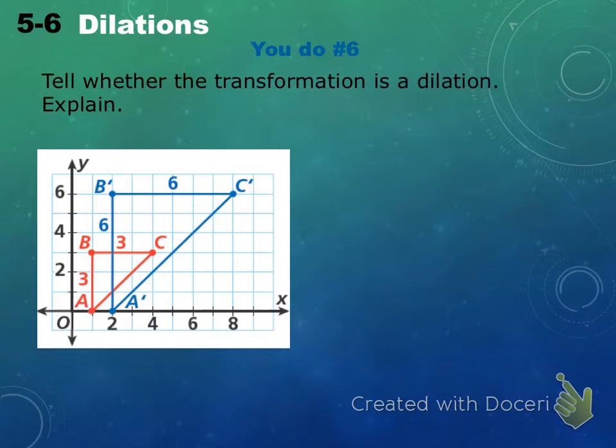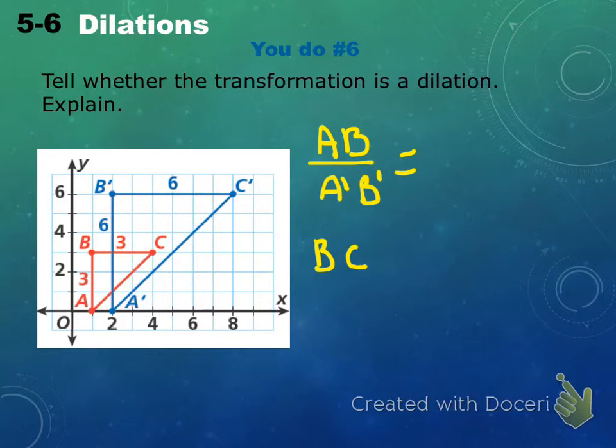So why don't you go ahead, pause the video, and decide whether or not this is a dilation. Remember to set up your ratios. You're going to set up a ratio of AB to A prime B prime. Figure out what that ratio is. And then your other sides that you know are BC and B prime C prime. So find those ratios and determine whether or not this is a dilation.